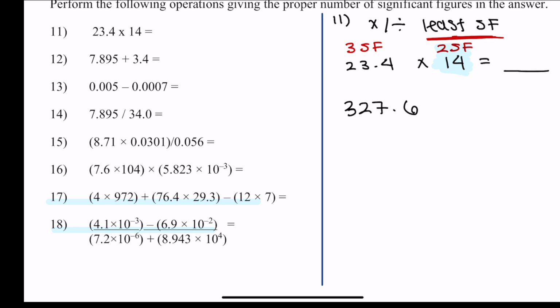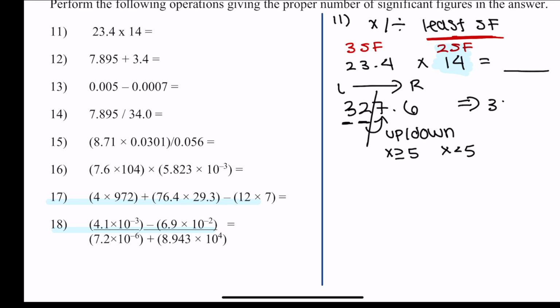And since it's 2 sig fig, we go from left to right to count our sig fig. So we have 1, 2. We cut it off right here. And depending on what number this is, we round up or down. We round up if it's greater than or equal to 5, and we round down if it's less than 5. So since it's greater, we're going to round up to 330. So our final answer is going to be 330.